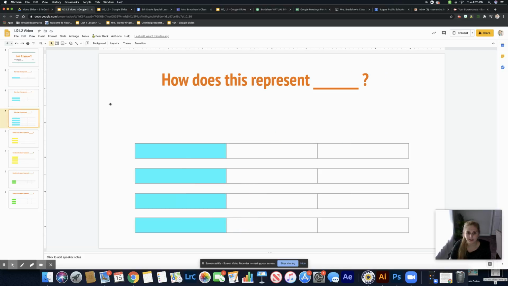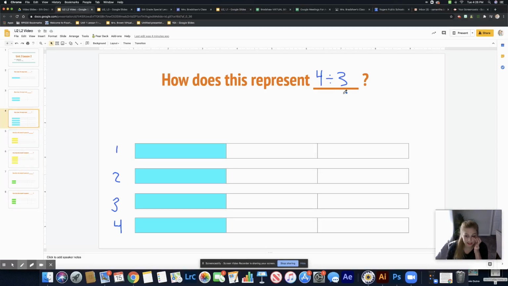I want you to look at this one. See if you can come up with an equation to represent this drawing. All right, the equation that I came up with is 4 divided by 3. I did 4 divided by 3 because I see I have 1, 2, 3, 4 wholes that are broken into 1, 2, 3 parts. So 4 wholes divided by 3 parts.